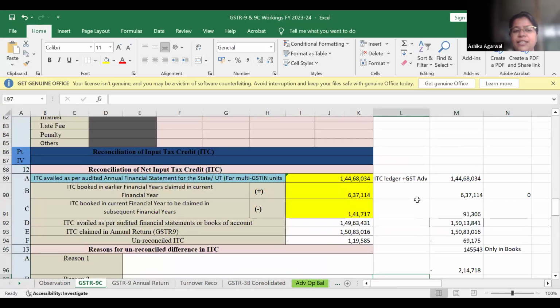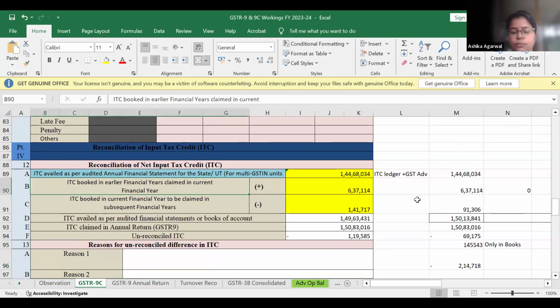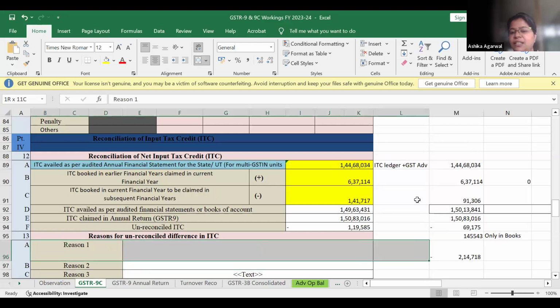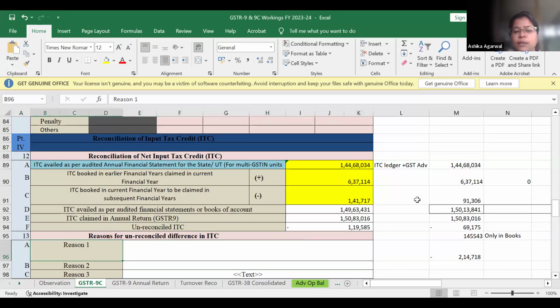And similarly in 9C, when we come, though Hitesh will be taking you through it, a difference will come, and in this unreconciled ITC, reason 1 or 2, you can write that this difference has come due to excess availment or ineligible ITC availment, and you are reversing it and paying it through DRC 03. So over here in table 13A, you can write the reason.